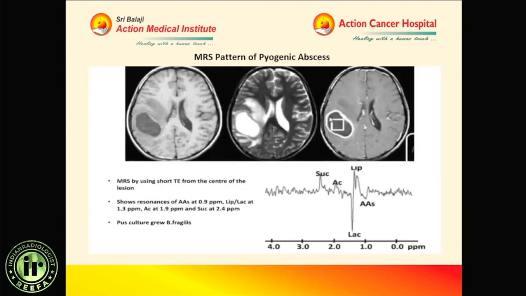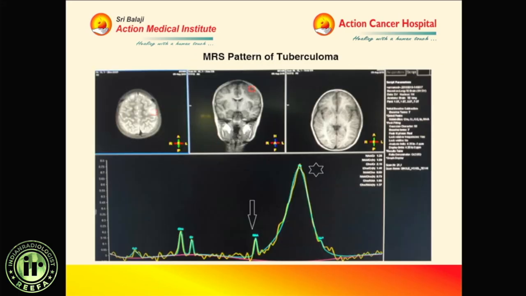Now, in a pyogenic abscess, let us say if we place a voxel within the necrotic tissue, we don't expect any of the metabolites. What do we expect? Amino acid peaks at 0.9 ppm, a lipid lactate peak, acetate peak, and succinate peak, as we can see. Now, this is a typical picture of tuberculoma. Very high lipid lactate peak, even larger than NAA. All the other metabolites are suppressed.